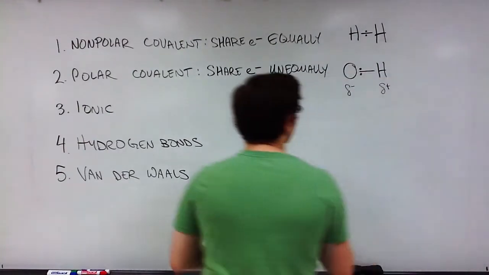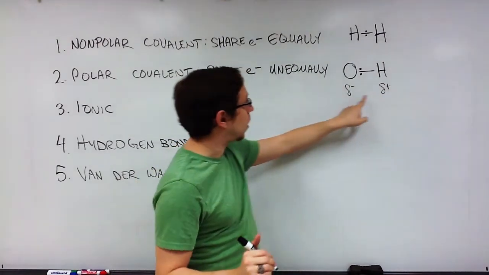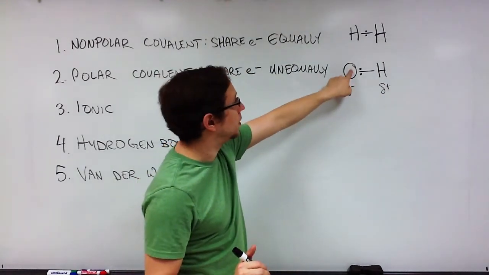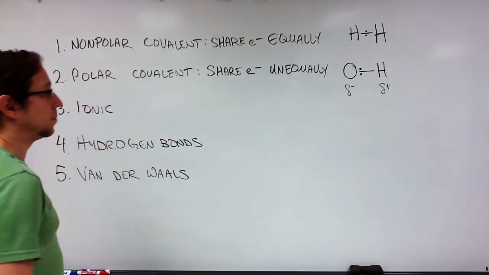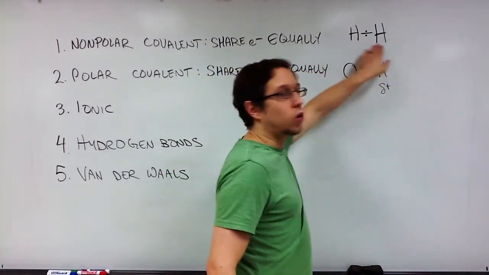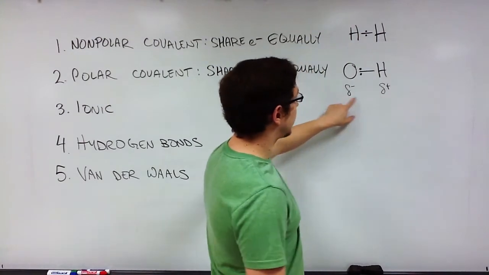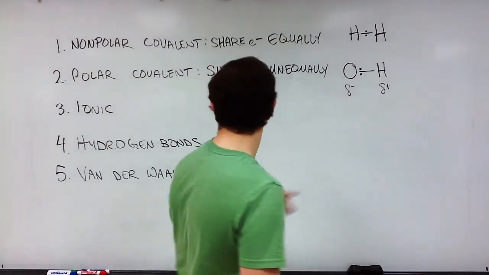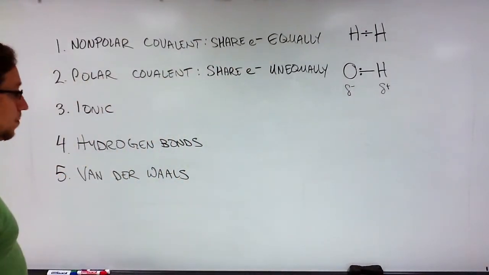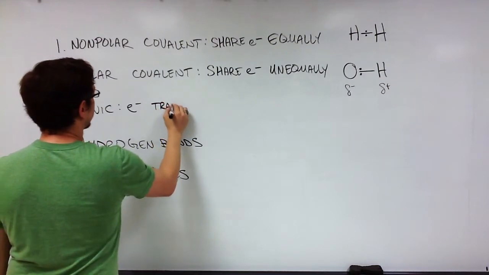And the end result of this is our bond winds up having what are called poles. These poles are a slight negative pole on the oxygen and a slight positive pole over here on the side of the hydrogen. So, no charge across the bond, neutral because there's equal sharing of electrons, versus a slight negative and a slight positive charge. And this characteristic is going to be very important when we start talking about hydrogen bonds. All right. Next, ionic. In ionic bonds, electrons are transferred.